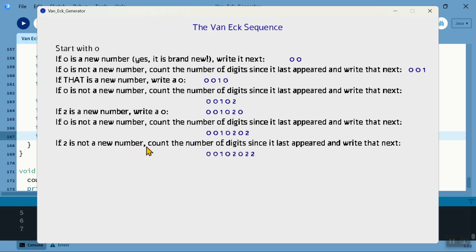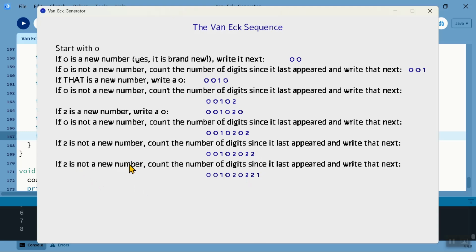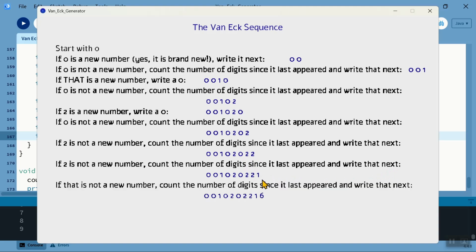If 2 is not a new number, count the number of digits since it last appeared and write that. Well, 2 is not a new number for sure, and it last appeared 1, 2 digits ago, so we write a 2. If 2 is not a new number, and it's not, obviously, we got 3 of them, count the number of digits since it last appeared and write that. All right, so it last occurred 1 digit ago. We'll write 1.